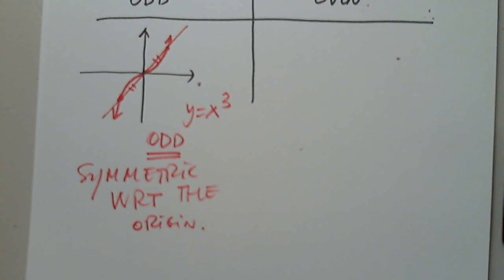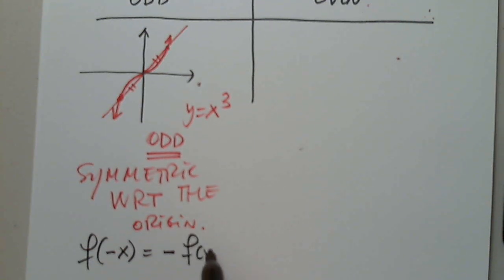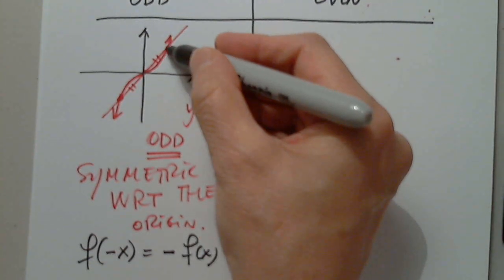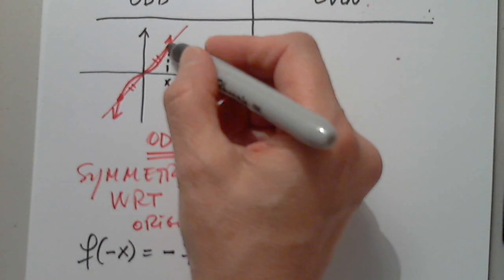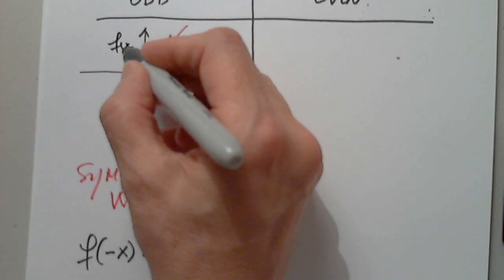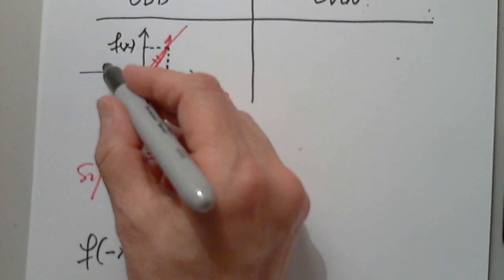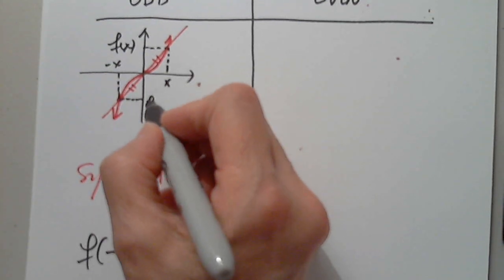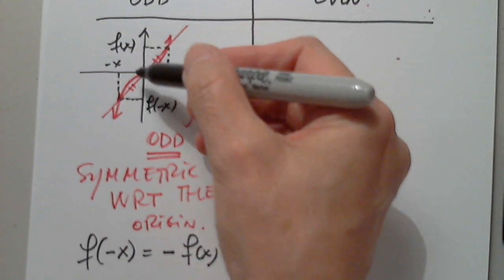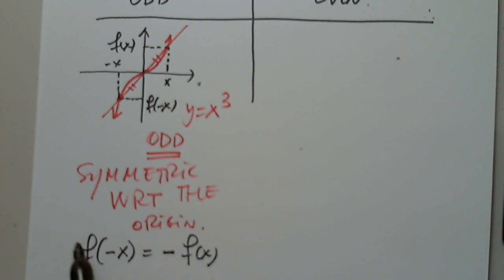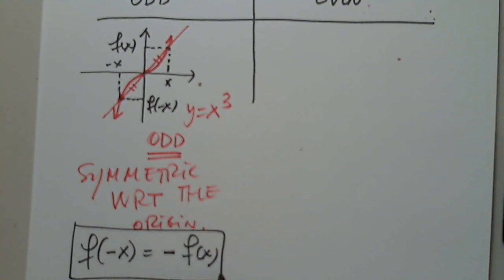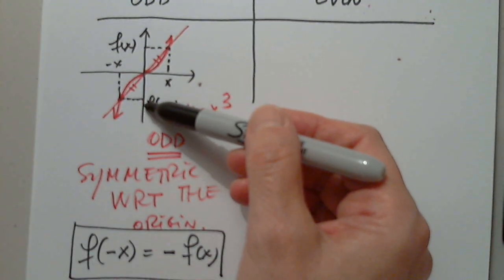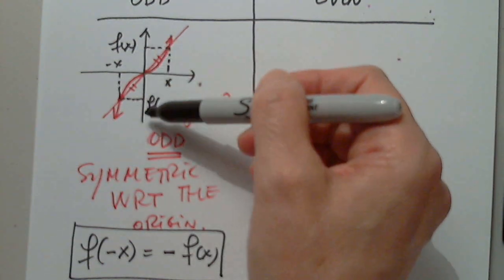And it's very easy to show that f of negative x equals the opposite of f of x. So this point is x, f of x, and this point is negative x and f of negative x. These two numbers are opposites of each other. F of negative x is the opposite of f of x.